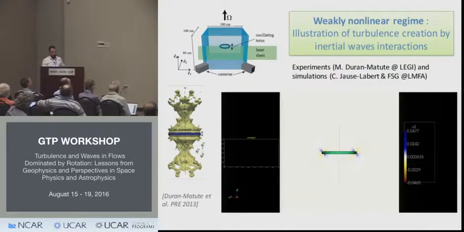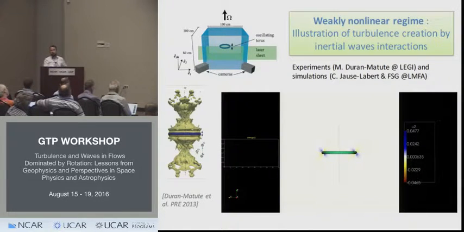And here I'm illustrating a weakly nonlinear regime. Unfortunately, I had a very nice animation here, but it doesn't work. But the experiment is a torus which is oscillated in a tank of fluid at rest, and then you put that on a rotating platform, and you have a propagation of inertial waves like that here, and this is what we see here. The torus is here, and at the apex of this conical structure of the propagation of the waves, you observe a patch of turbulence.